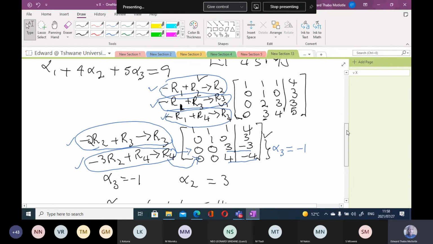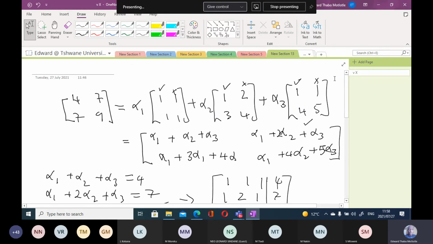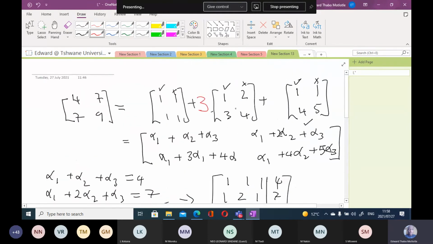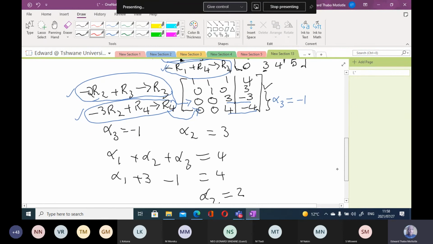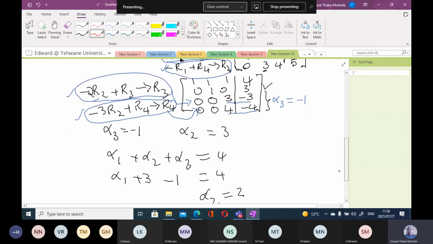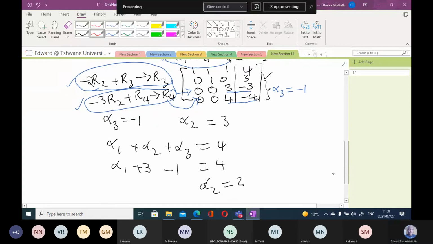Maybe we didn't understand it. Okay, now you have alpha 1, alpha 2, and alpha 3. You go and substitute them where? Here. I think we can just do that here. You substitute your alphas here. Alpha 1, alpha 2, and alpha 3. So let's check. Let's use a different color for alphas. So my alpha 2 is 3. So this is 3. And my alpha 3 is minus 1. My alpha 2 is 2. No. It seems like, what's going on here?